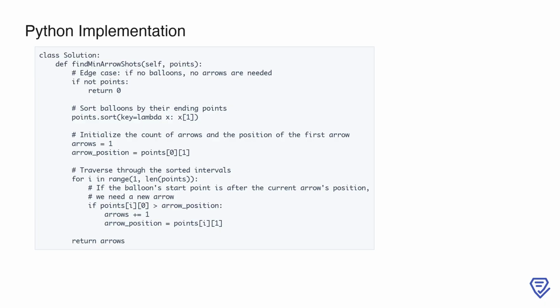5. Return the result. After iterating through all the balloons, the total number of arrows needed is returned. Complexity analysis. Time complexity. The sorting step dominates the runtime, so the complexity is O(n log n), where n is the number of balloons. Space complexity. The algorithm uses O(1) additional space, as the sorting is done in place. This greedy approach is efficient and ensures that the number of arrows is minimized while correctly handling all edge cases, such as overlapping and non-overlapping intervals.